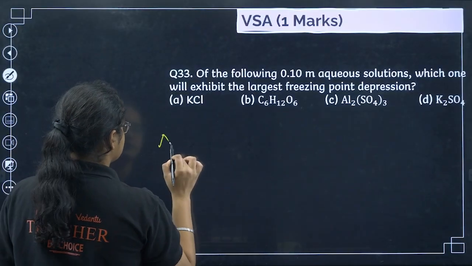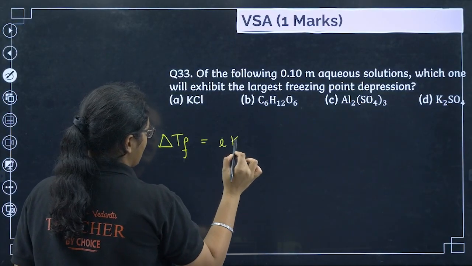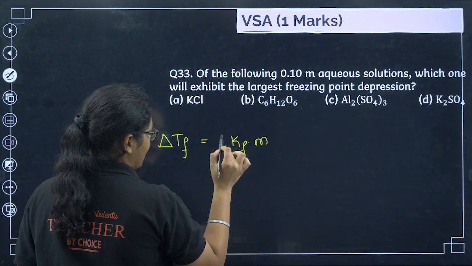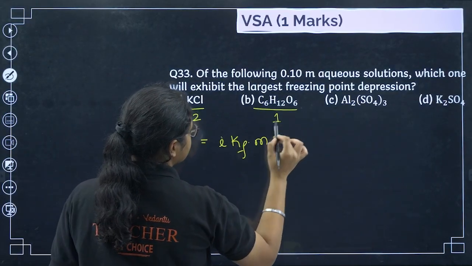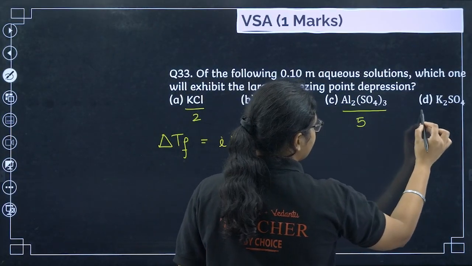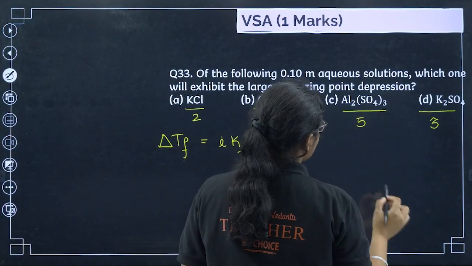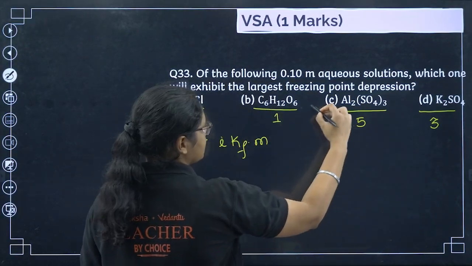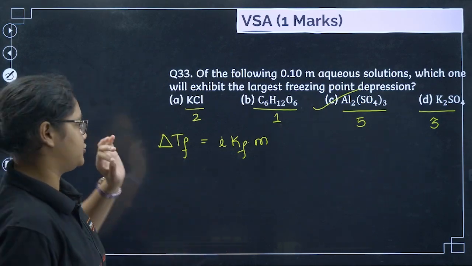So the question here is, where will be delta Tf highest? So delta Tf will depend on i into Kf into m, right? i is your van't Hoff factor. So here i value is 2, here i value is 1. Here if you see 2 aluminium 3 sulfate, i value is 5. Here 2 sodium 1 sulfate, i value is 3. So yes, the fifth one, the option number C, will have largest freezing point depression.